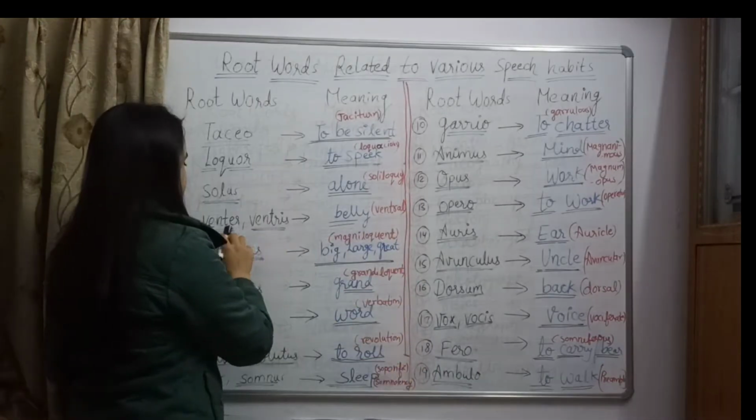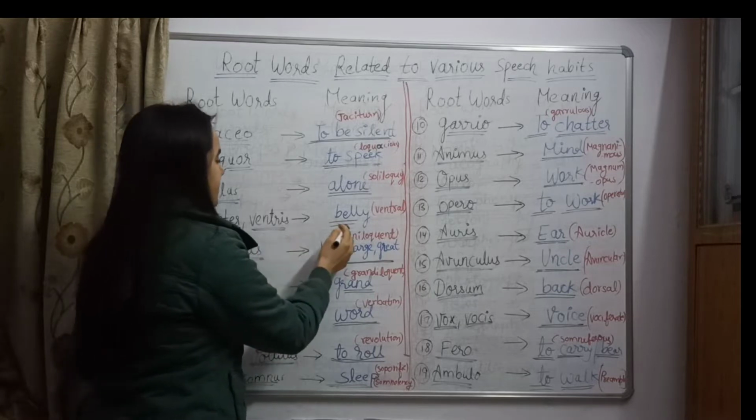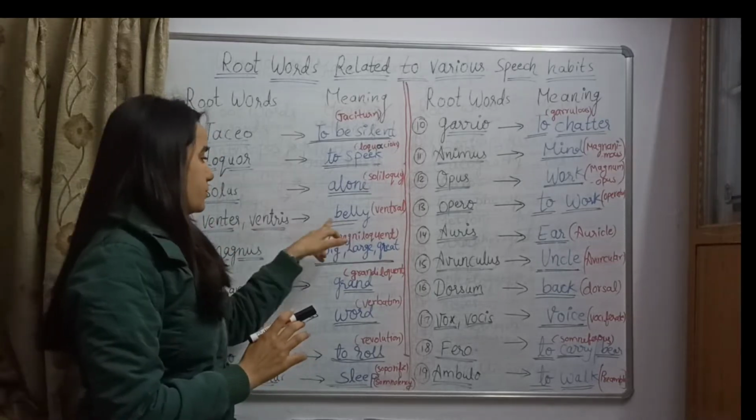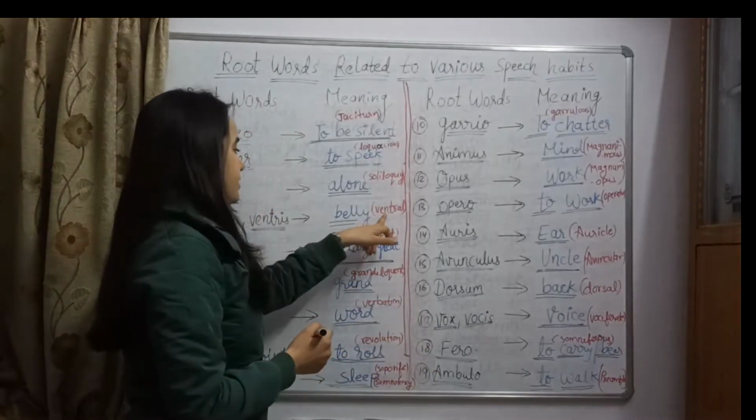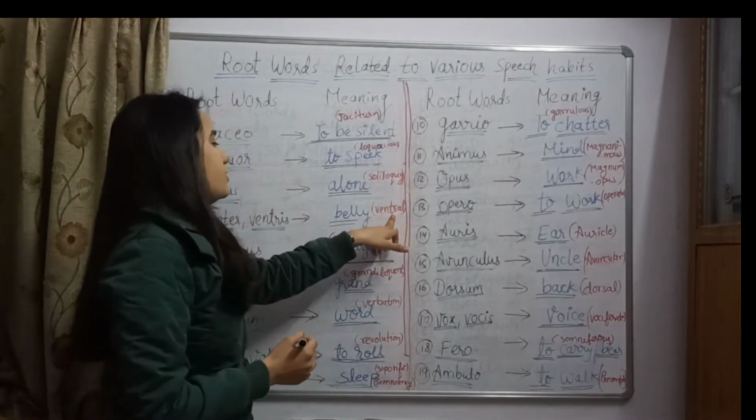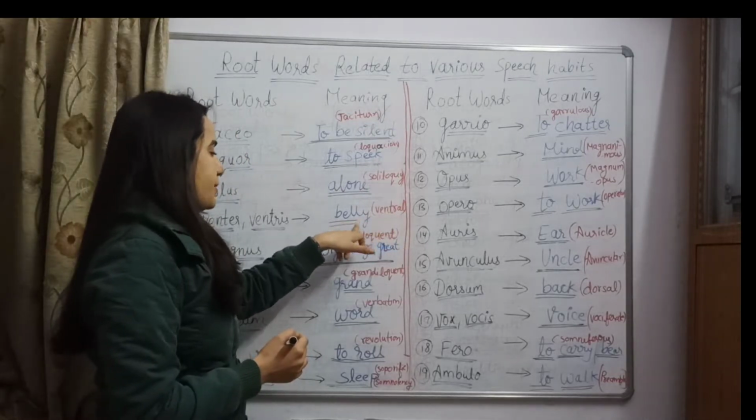Another word over here is venter and ventris, and that meaning is belly. Venter and ventris are the Latin words for the belly. We all know the belly of our body. And ventral is the vocab which also means belly.